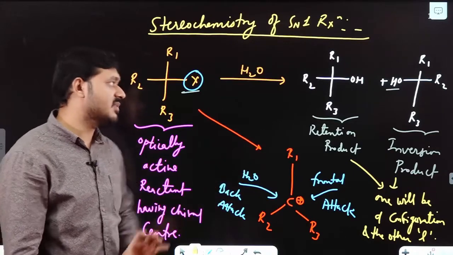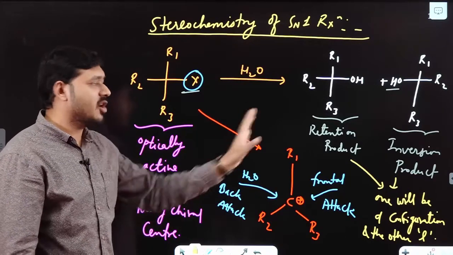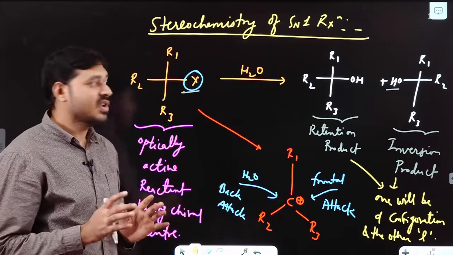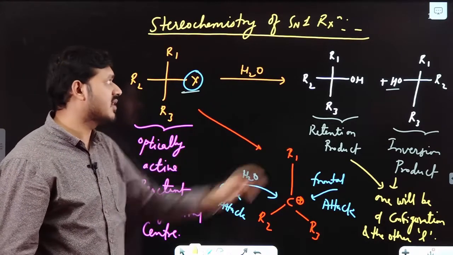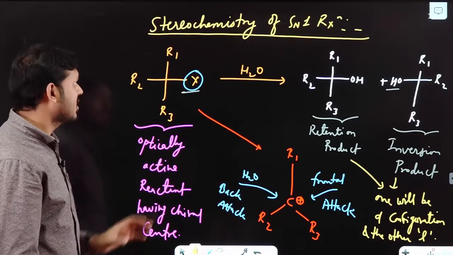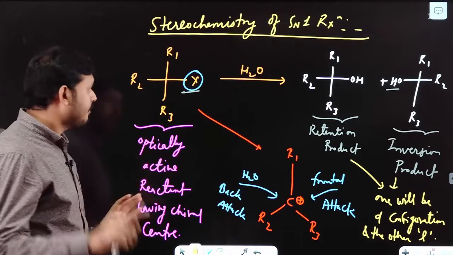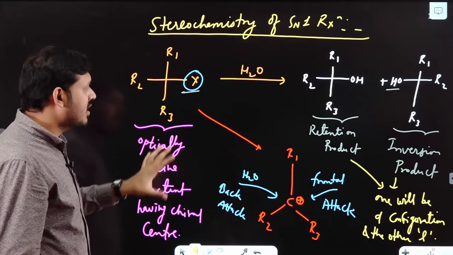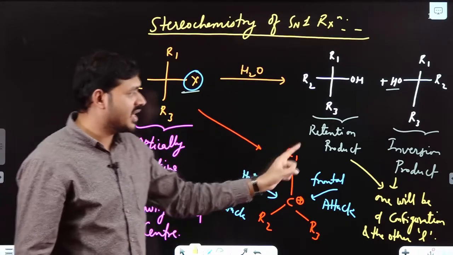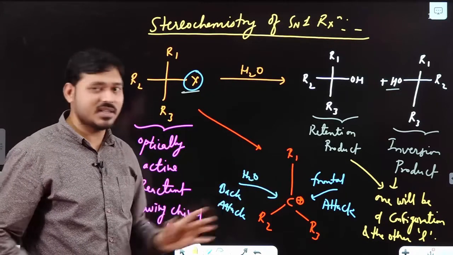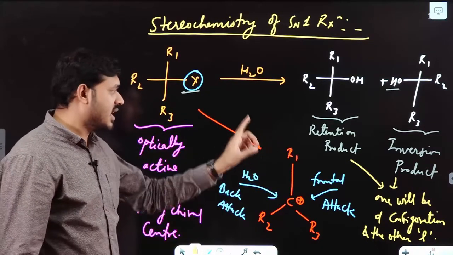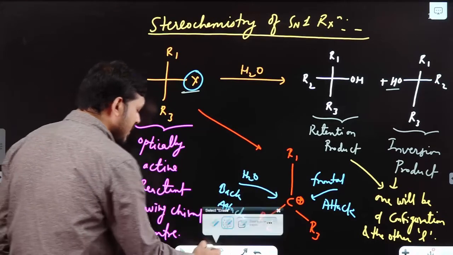So if perfect racemization occurs, then the product will be optically inactive. Clear? So now the question is, how much percentage of retention and inversion will occur in the reaction? First thing is clear that in an SN1 reaction, the product generated will be retention as well as inversion. Why? Because attack can occur from the back side as well as the front side. Clear to you? So first thing is clear, retention, inversion. Now let us understand how much amount of retention and inversion product will be formed in the reaction.